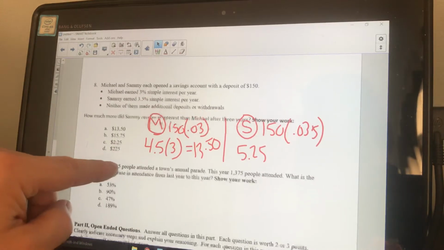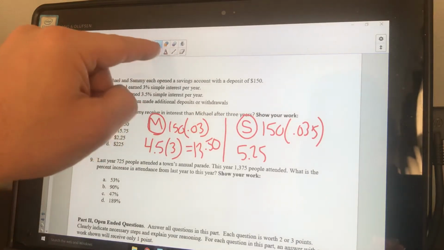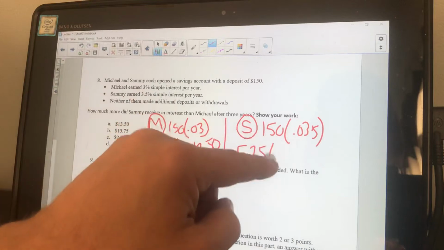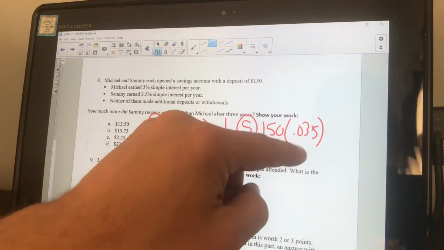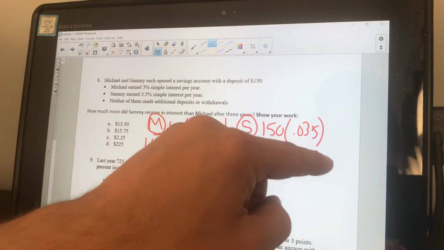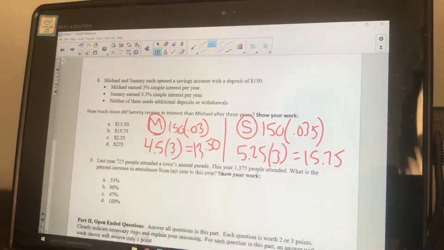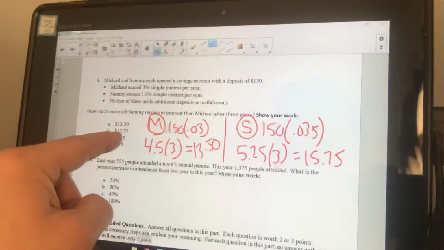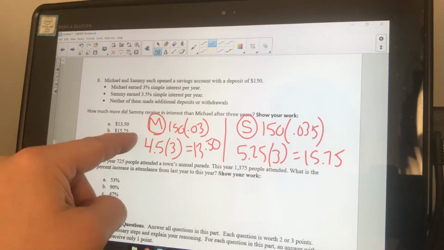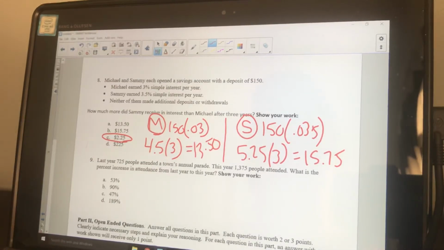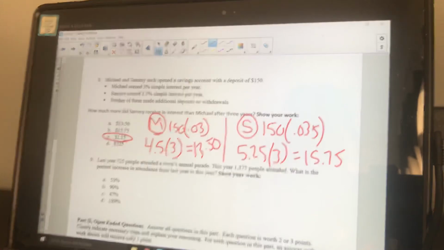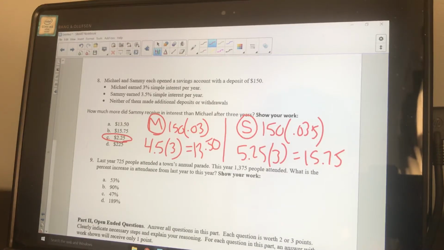Let me just get this back to where it was. He gets that for 3 years. That's $15.75. Now I want to know the difference between those. Okay, looks like it's a $2.25 difference in how much interest they earned. And the answer is not letter B, finally. Okay? Just a few more left.